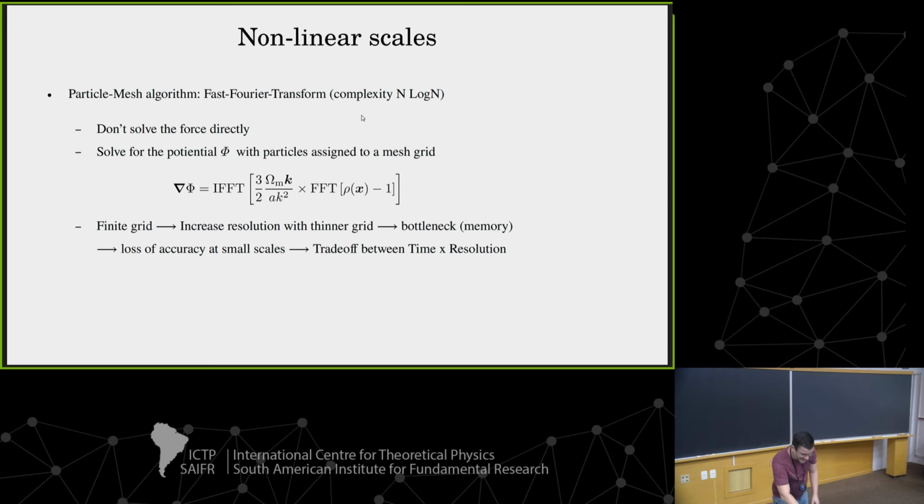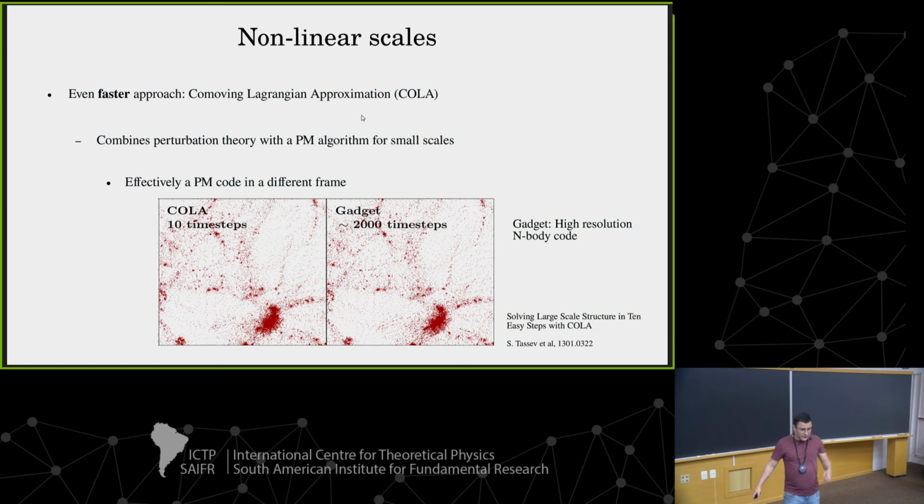But yeah. So particle mesh is just a trade-off between time and resolution. It's way faster, but then the bottleneck is the memory to solve this using fast Fourier transforms. Just to give an example of what I actually use, there is an even faster approach called the comoving Lagrangian approximation. It combines perturbation theory with the particle mesh algorithm. Perturbation theory is used because on large scales we know that the universe is well described by it. And this allows us to speed up our simulations, okay?